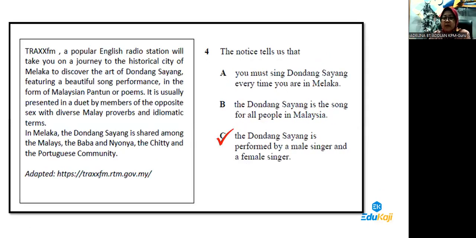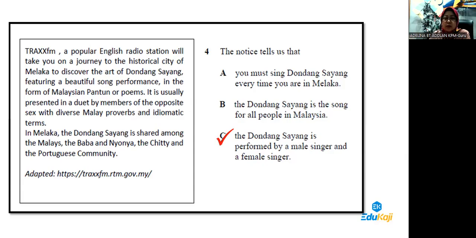Alright. Now for number 4, this is a text about a popular English radio station. Okay, and what are the services that they are giving, and this is actually a general idea of the particular music that they play on air for this particular station, right? So the notice tells us what we have in A, B, and C.